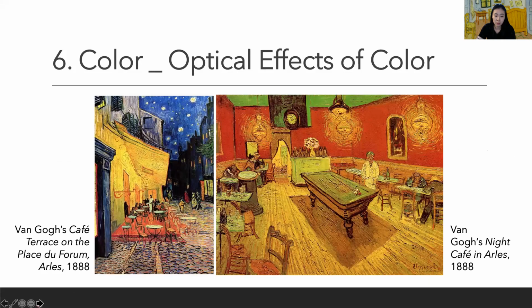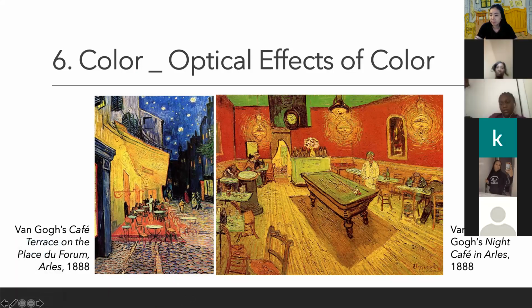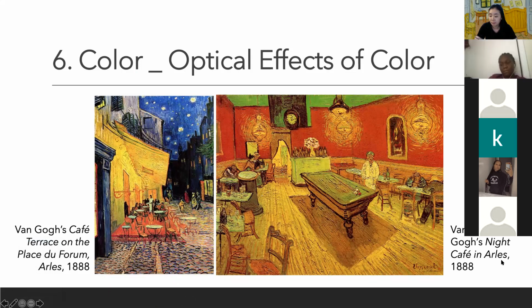These are Vincent van Gogh's paintings. He used the simultaneous contrast for the optical effect of color in these two paintings. So look at the left painting first. Which color did Vincent van Gogh use for this painting? On the left one?